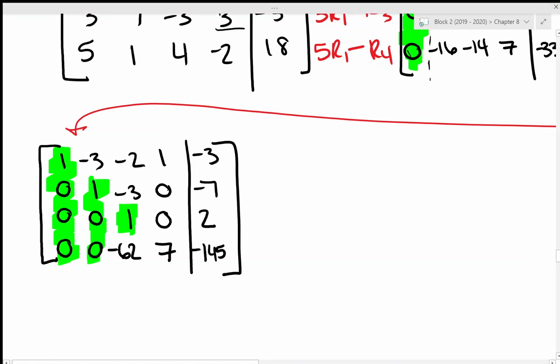Now I just need to use that row with row 4 to change it. So it's negative 62 in row 4. I want that to be a 0. So I'm going to multiply the 1 by 62 to make it match and eliminate.